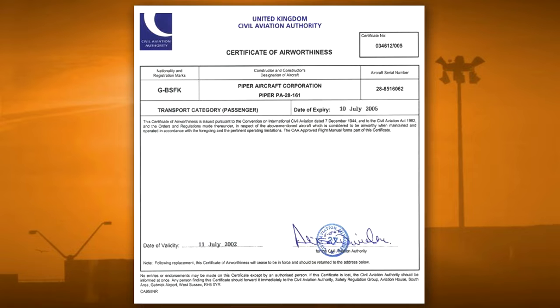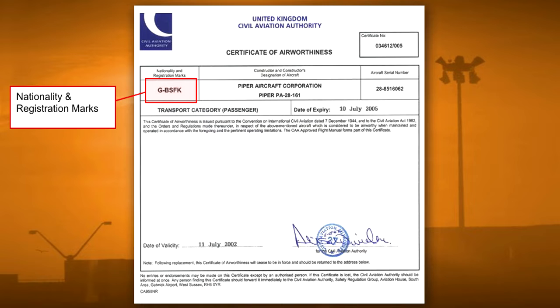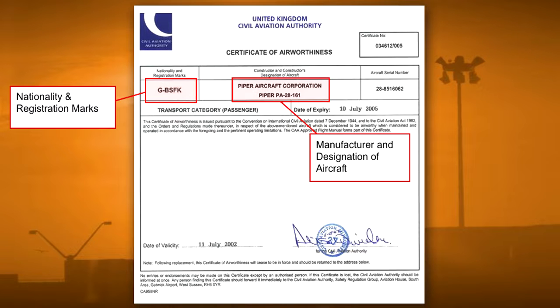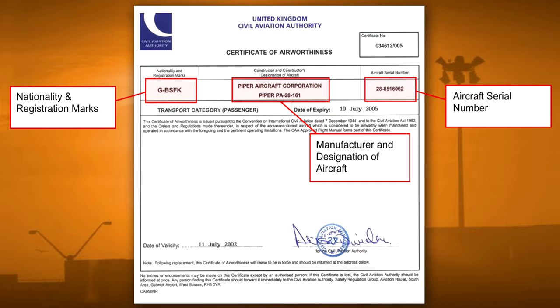A certificate of airworthiness is to be issued by the State of Registry when satisfactory evidence is provided that the aeroplane complies with the appropriate airworthiness requirements. ICAO has specified a standard form for the Certificate of Airworthiness, C of A, which includes the nationality and registration marks of the airframe, the manufacturer and designation of the aircraft, along with the aircraft serial number.